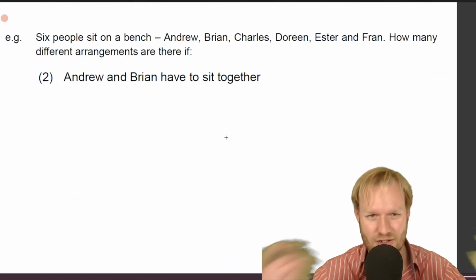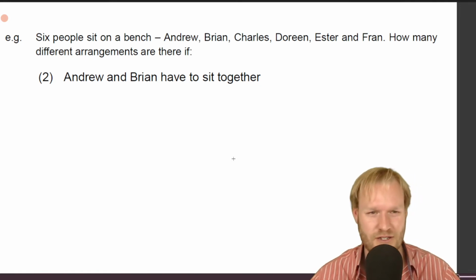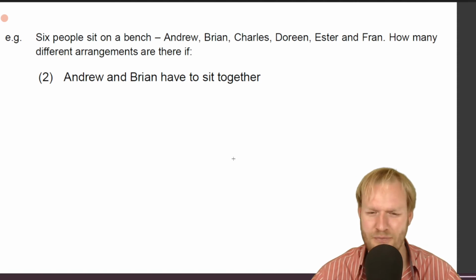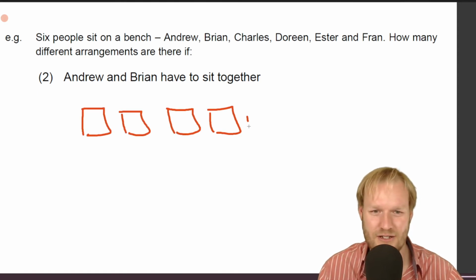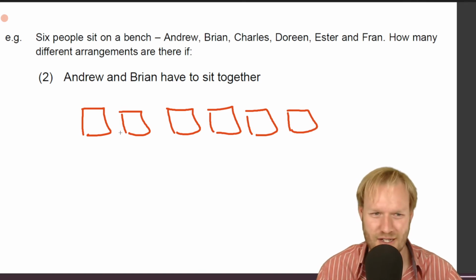Now let's get into our subgroups and make it a bit more interesting. So in this next one, what we've got is Andrew and Brian, who have to sit together. I don't know why, but they need to sit together. So let's have a look. We've got our 6 seats still where everyone wants to sit, but Andrew and Brian, as I said, are sitting together in this one.